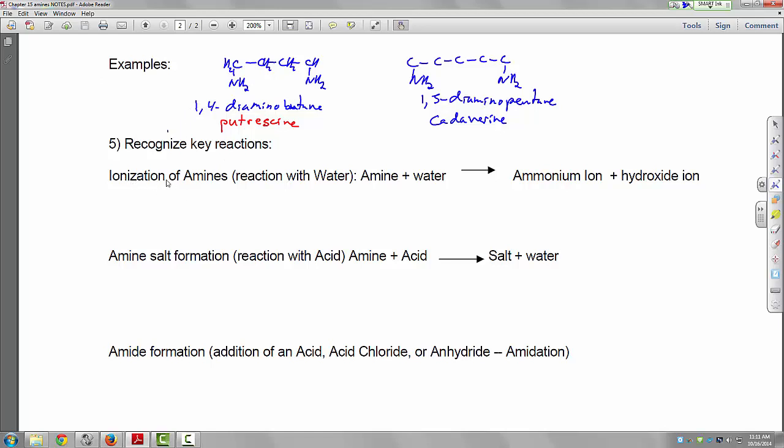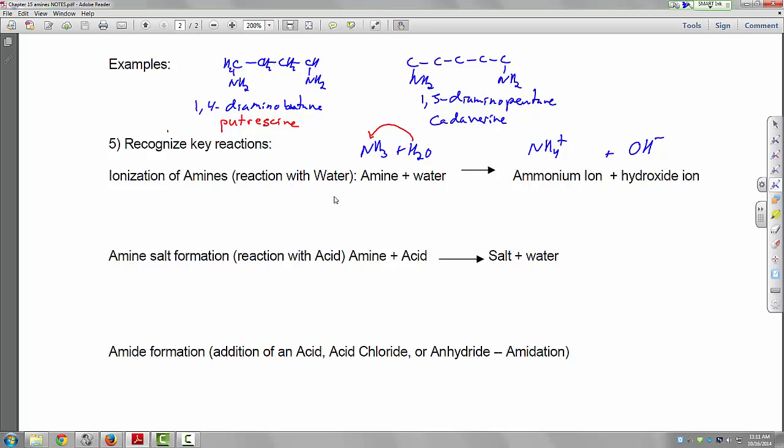Right. Ionization of amines, the reaction with water, right? So this is just like ammonia. Ammonia plus water, what happens? Hydrogen ion is donated from water to the amine. We get the ammonium ion. NH3 becomes NH4+, and what's left of the water is the hydroxide ion.